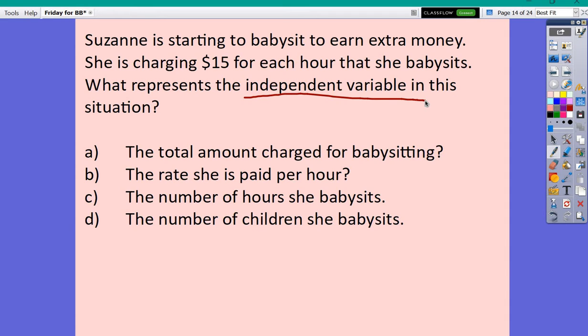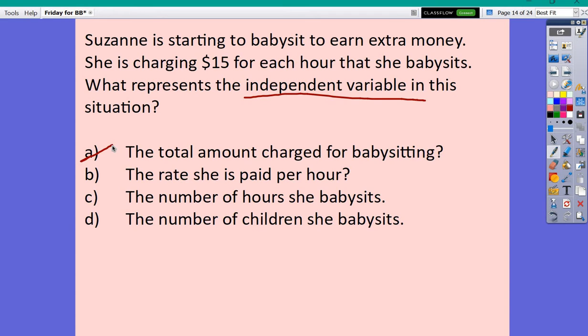Choice A says the total amount charged for babysitting. So Suzanne doesn't have necessarily direct control over that. That's kind of a product of what happens when she babysits. That's not so much the thing that she's changing. She's not saying, okay, well, today you're going to pay me $100, tomorrow you're going to pay me $150 for the same amount of work. So she's not changing the total. That changes as a result of something else.